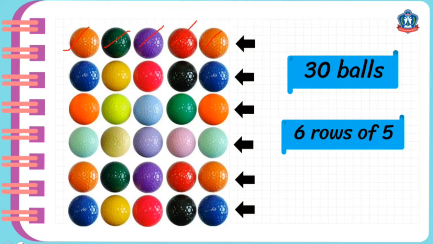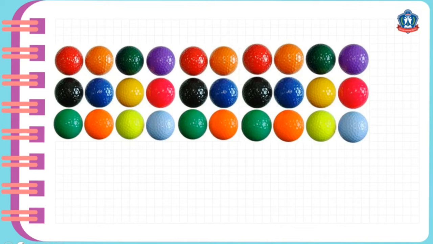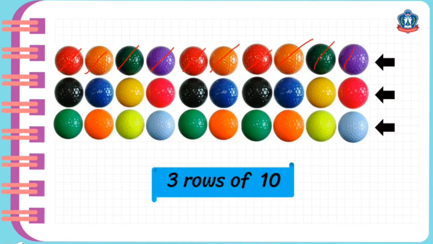Can you think of another way to arrange these 30 balls? Okay, let's arrange them in this way. How many rows? We have 1, 2, 3. 3 rows, and how many balls in one row? Let's count. 1, 2, 3, 4, 5, 6, 7, 8, 9, and 10. So these 30 balls are arranged in 3 rows of 10. Can you think of another way to arrange these balls? You can give me your answers during our online class.